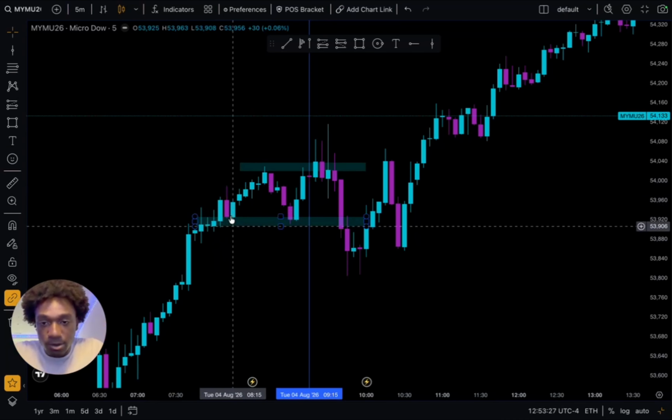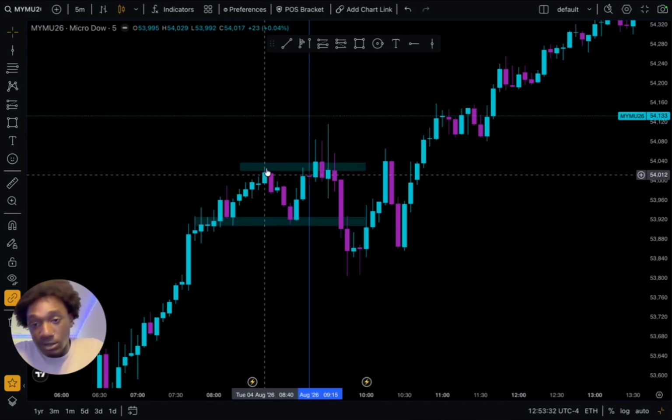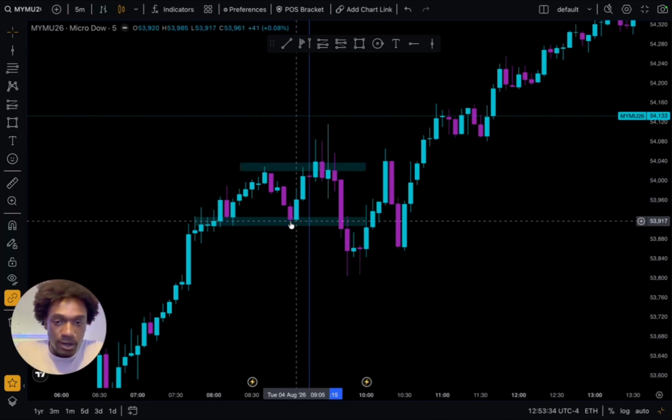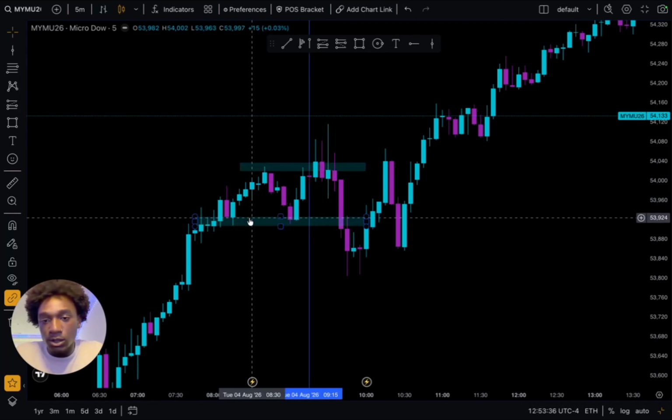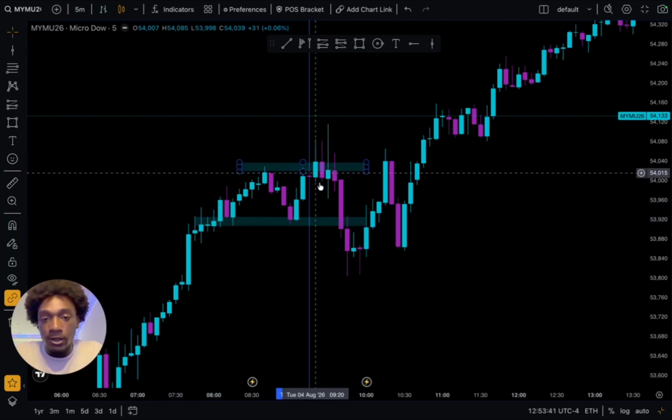Came down. We tried to break past this area, but we couldn't, right? So we kept on going up. Then we tried to break past this area, but we couldn't. So we pushed down. And then the same thing, same area that we couldn't break past earlier, we rejected from it again and came back down.